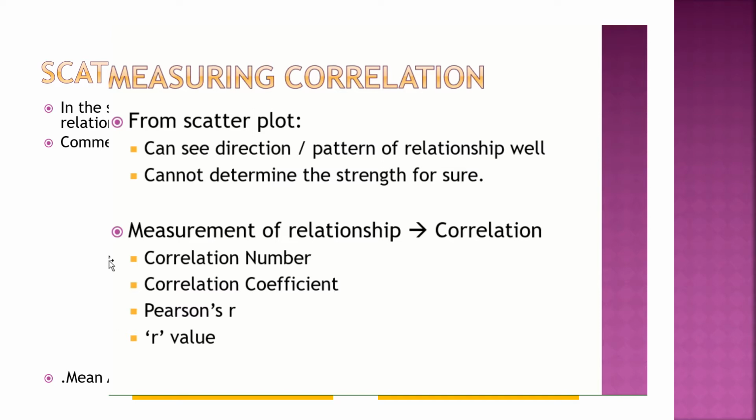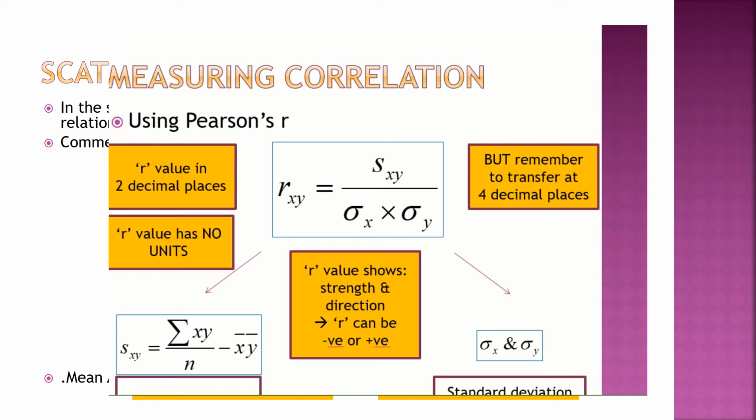These are the terms that you will see for this value: correlation number, correlation coefficient, Pearson's R or R value. They all mean the same thing. This number is able to determine whether the relationship is strong or weak. All right, it looks very scary. This is what you will see. These are the formulas which are given to you in your exam. Don't need to really worry about it.